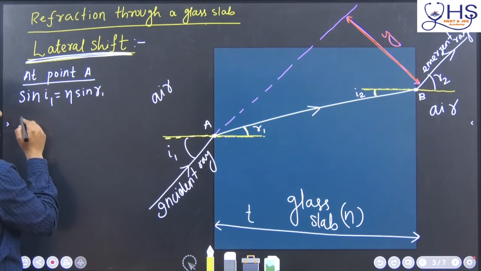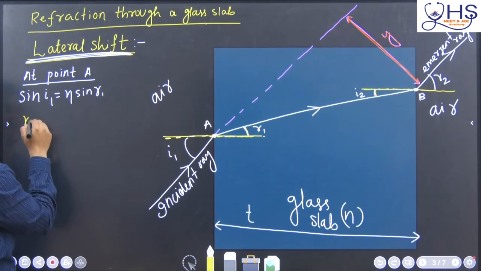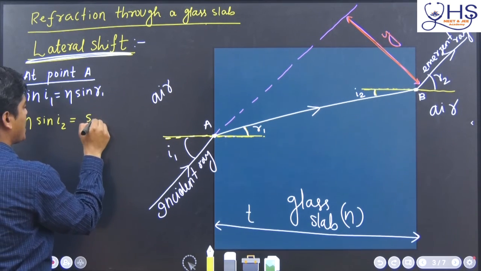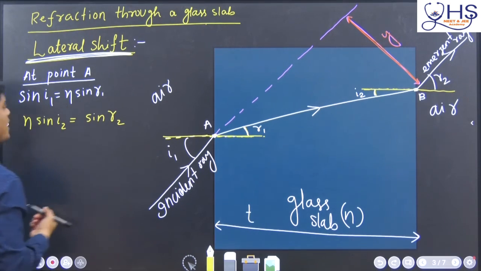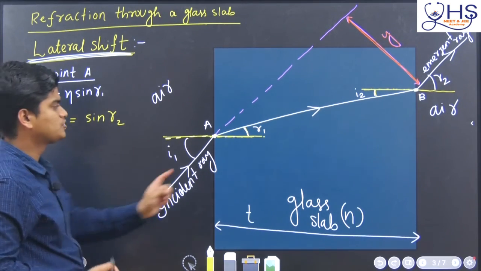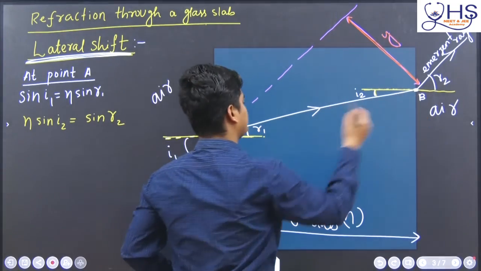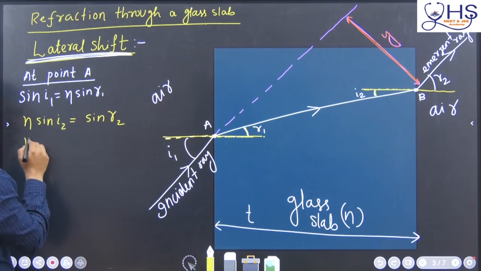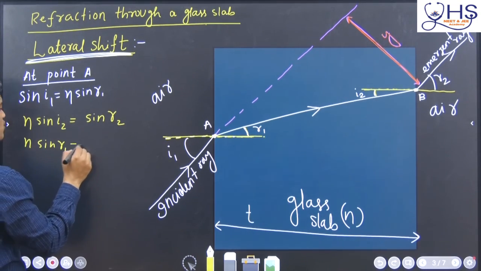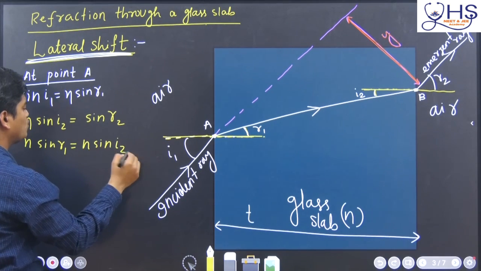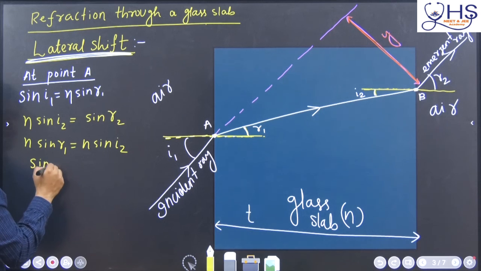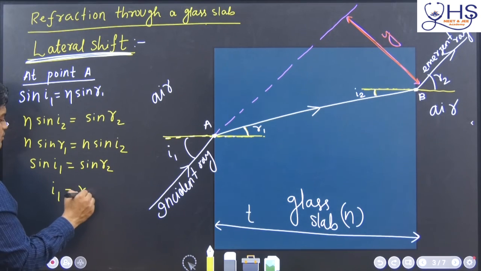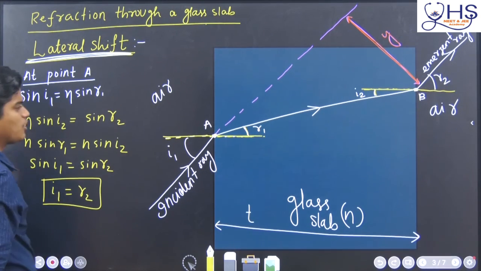Then you can write next at point B, that is N sin I2 equal to sin R2. Okay, and here I am telling I2 and R1 will be equal. So R1 and I2 are equal because these two are parallel lines and it is a bisecting line. So here this angle will be equal. So you can write also N sin R1 equal to N sin I2, and from here I can write sin I1 will be equal to sin R2, or I can write I1 will be equal to R2. So this is the condition you are getting here.